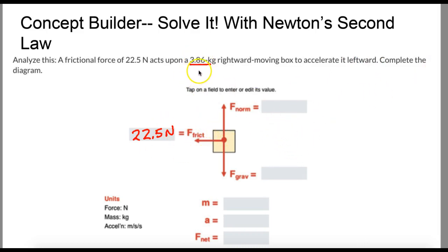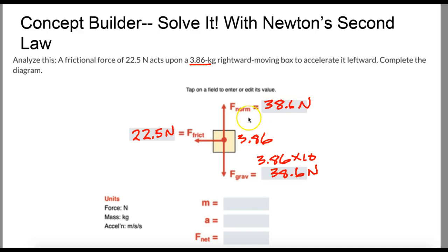So 3.86 is our mass, so we'll just put 3.86. We know the force of gravity is going to be 3.86 times 10. So that's going to give us 38.6 newtons. We know the normal force should be the same, so that's also 38.6 newtons.